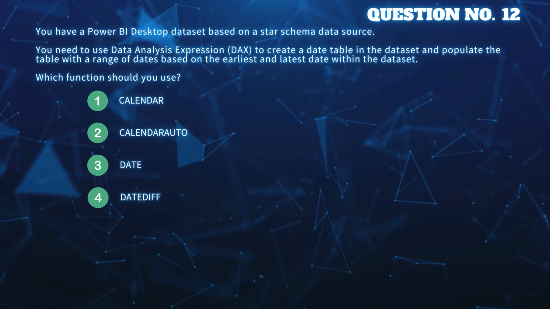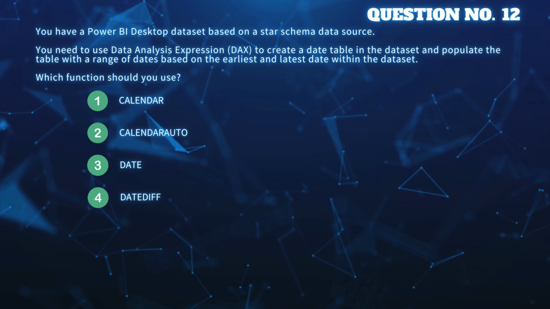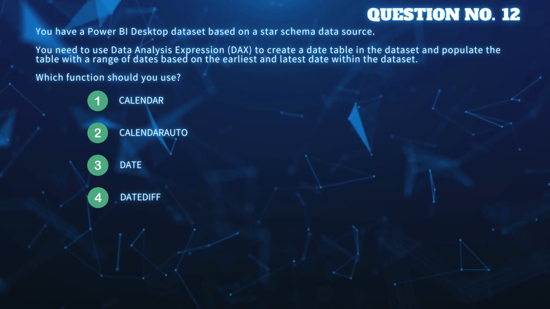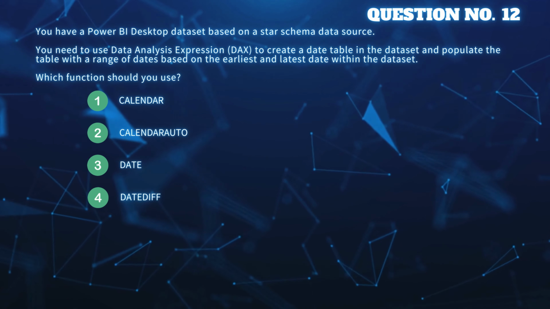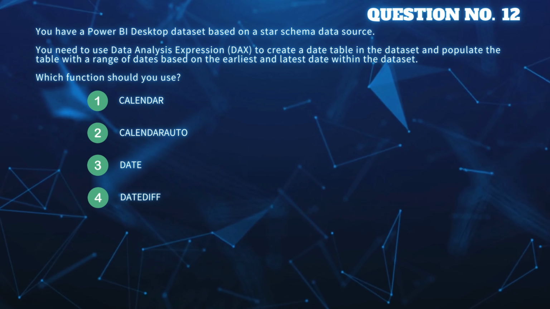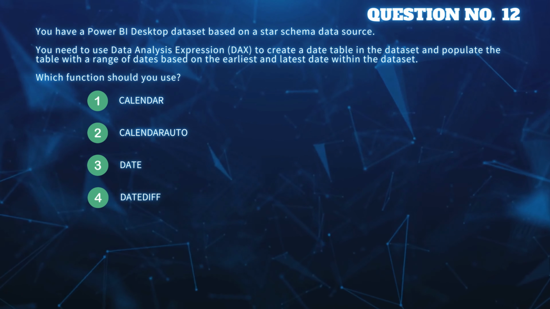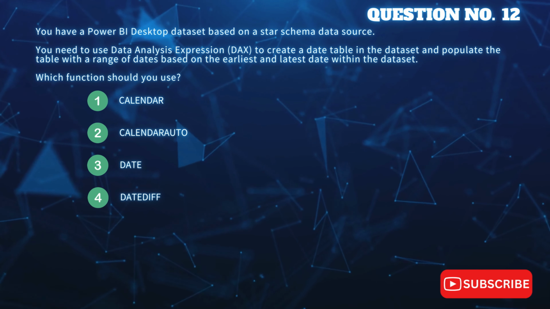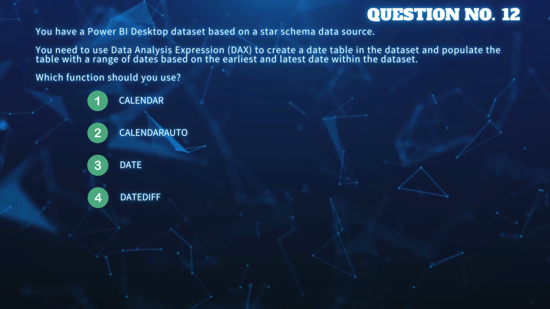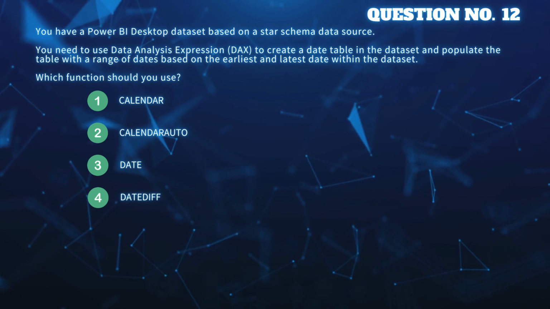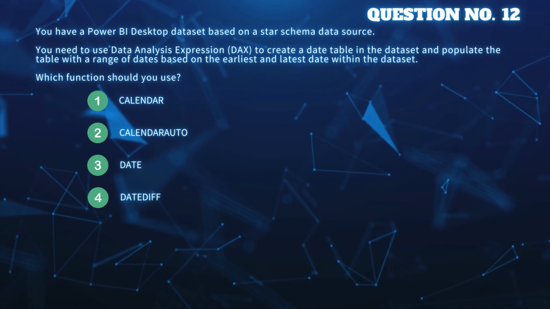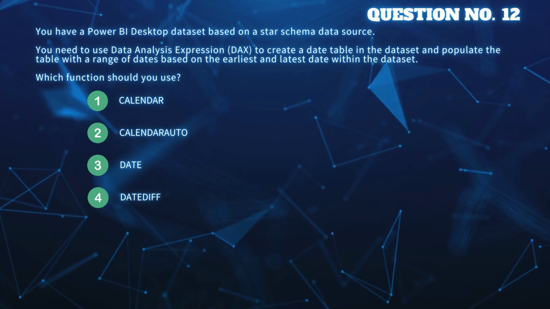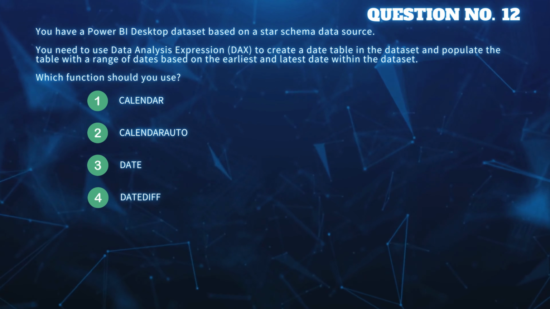You have a Power BI Desktop dataset based on a star schema data source. You need to use Data Analysis Expression, DAX, to create a date table in the dataset and populate the table with a range of dates based on the earliest and latest date within the dataset. Which function should you use? Option 1, Calendar. Option 2, CalendarAuto. Option 3, Date. Option 4, DateDiff.